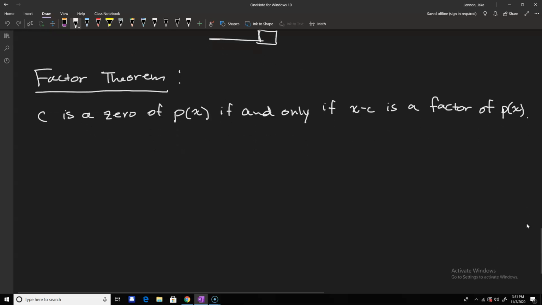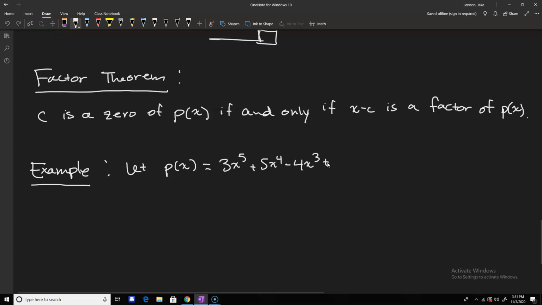So we can do a couple quick examples that utilize these theorems combined with synthetic division. So let's go ahead and let p of x equal, let's say 3x to the 5th plus 5x to the 4th minus 4x cubed plus 7x plus 3.